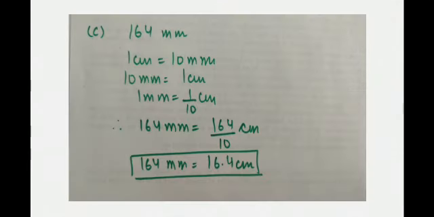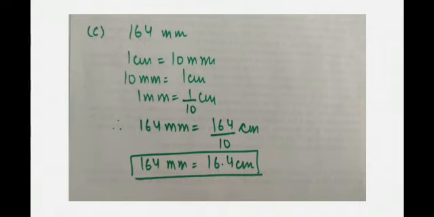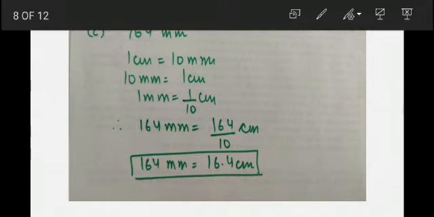Now, the next example, again we have 164 millimeter, and you know that again 164 millimeter will be converted to centimeter if we divide it by 10. Now 164 when divided by 10, it will become 16.4 centimeter because there should be only one number after the decimals. And again, why we have divided by 10?